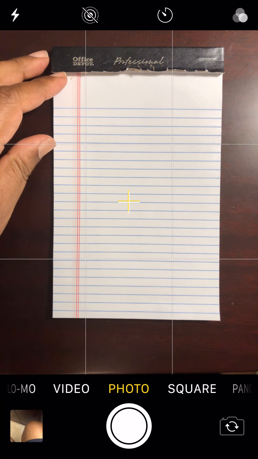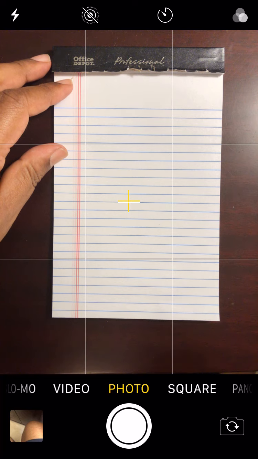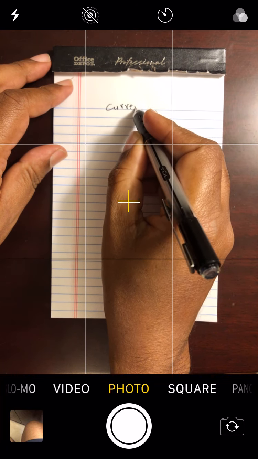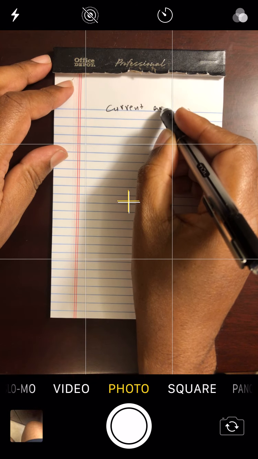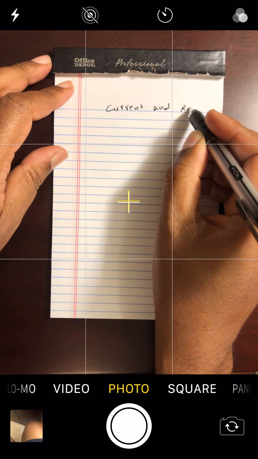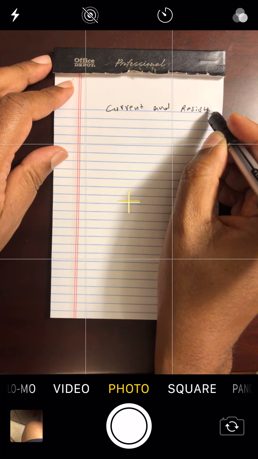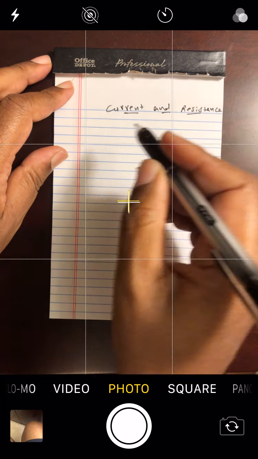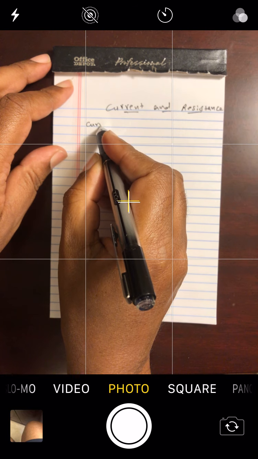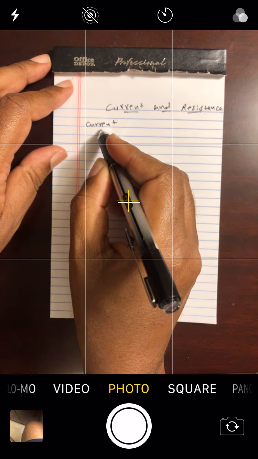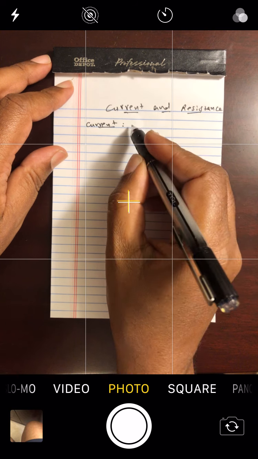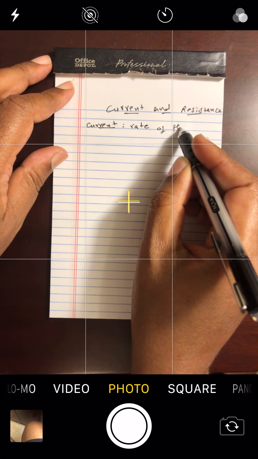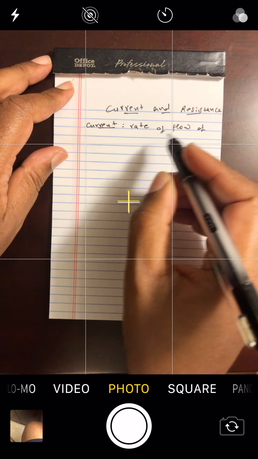In this section, we're going to look at current and resistance. So let's start by defining current. Current is basically rate of flow of charge.